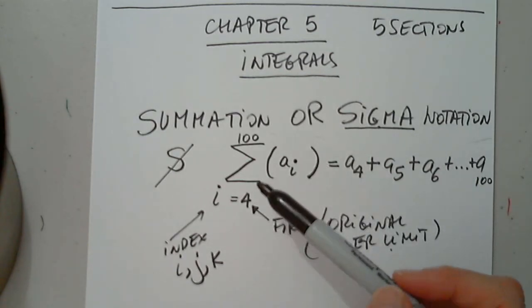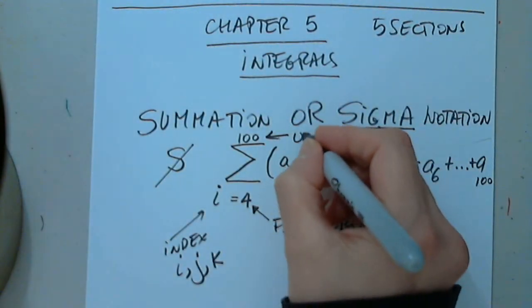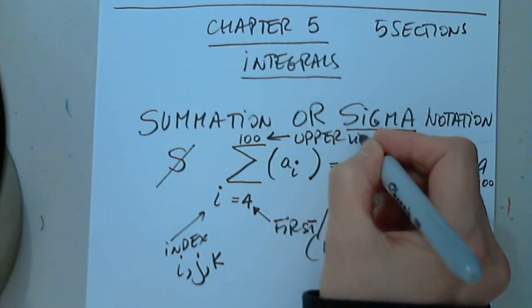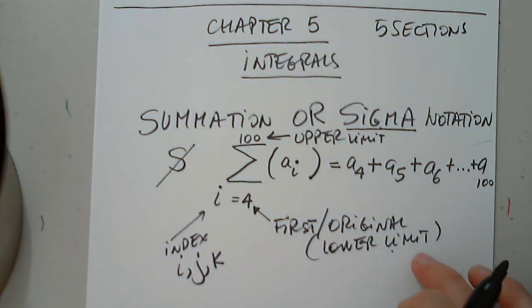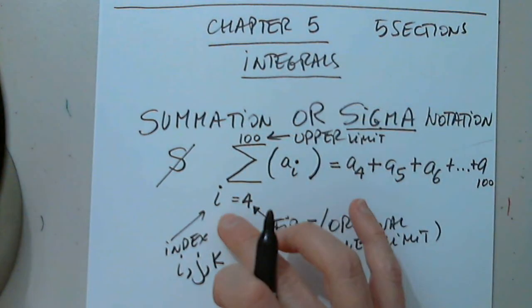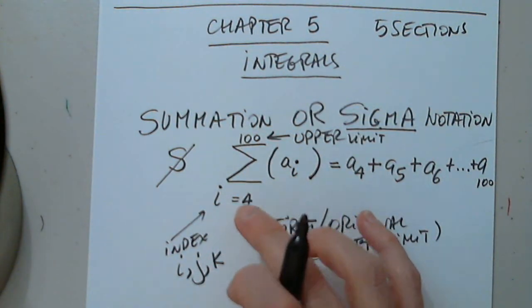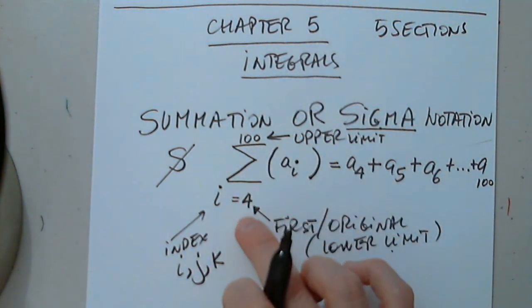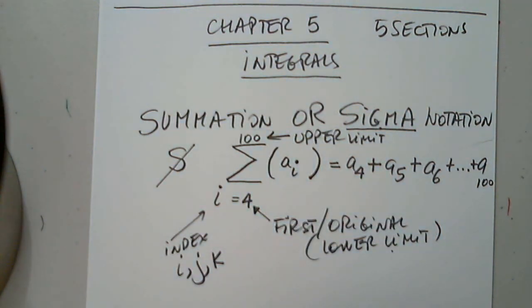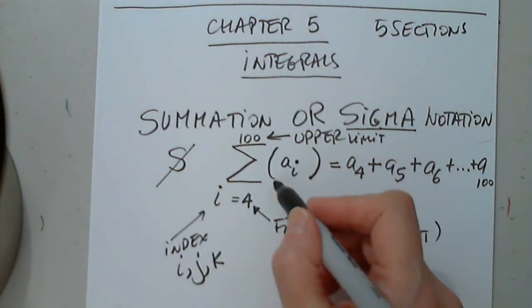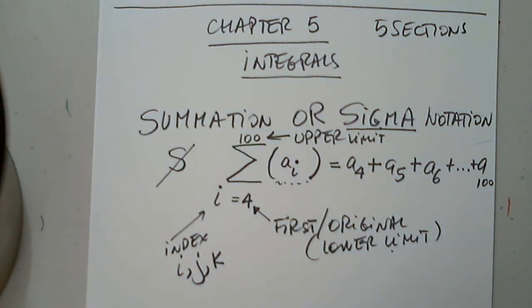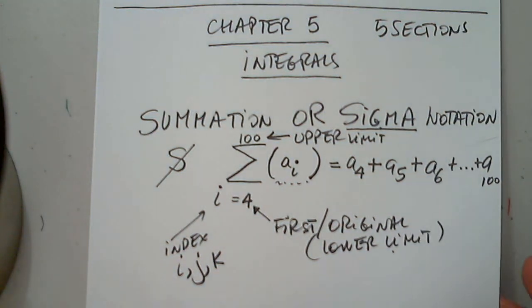Okay, so then we know that this is the upper limit. Nothing to do with the lim. It is the end of the index. The index starts at 4 and ends at 100. Lower limit, upper limit, from this generic term, whatever that represents. And here's another example for you.